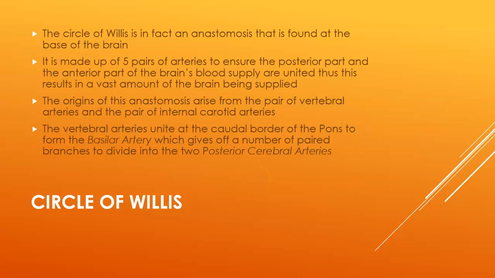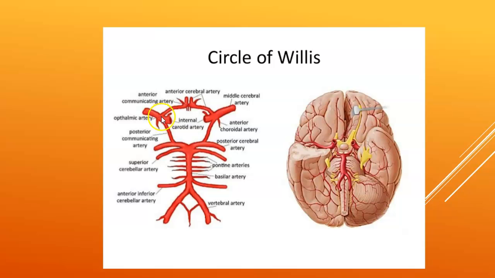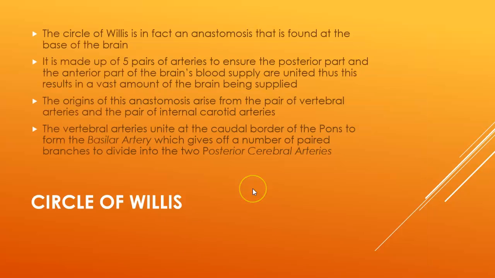brain. It is made up of 5 pairs of arteries to ensure the posterior part and the anterior part of the brain's blood supply are united. Thus, this results in a vast amount of the brain being supplied. Basically, this anastomosis arises from the pair of vertebral arteries and the pair of internal carotids. So we have the 2 internal carotids here that are starting to supply, and we have the 2 vertebral arteries here. Then all these other paired networks, along with these communicating arteries, form this entire network of arterial blood that serves the brain. And because they are all connected, it is an anastomosis.